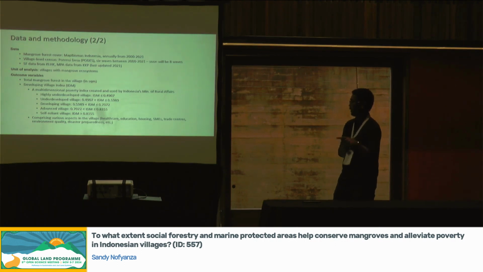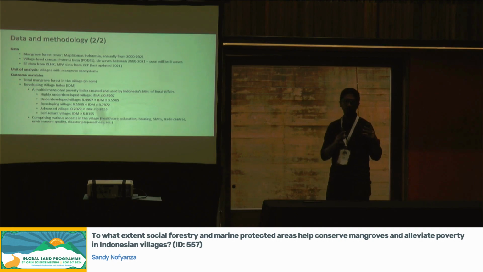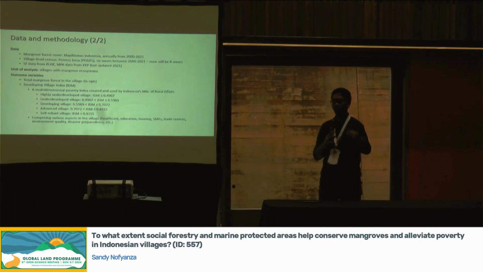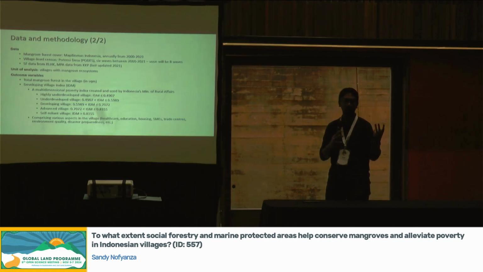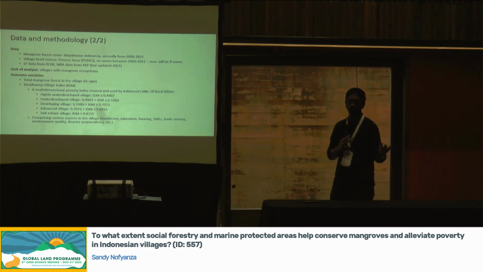Yeah, and the data is from the social forestry and MPA is from the ministry. The unit of analysis is village with mangrove ecosystem. So PODES is village potential. Imagine the data is like a household survey where you have the condition of health, education, and everything, but this is on the village level. So, for example, distance to nearest primary school, or whether or not they have health facilities, that kind of thing.